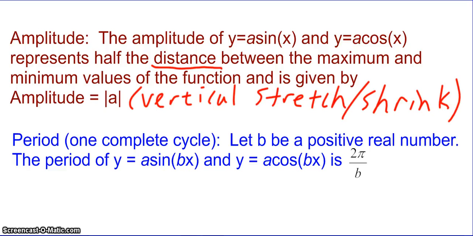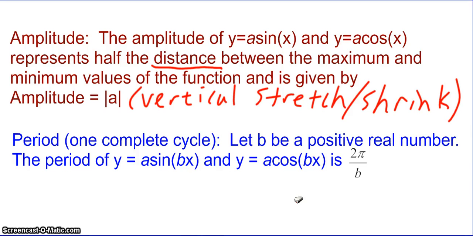Next thing is period. So period is one complete cycle. Remember, these are cyclic functions, so they continue on forever. So we let b be a positive real number. The period of y equals a sine of bx, and y equals a cosine of bx is 2 pi divided by b. So if there is some number multiplied by x, then we do 2 pi divided by that number to get the period of the new function.